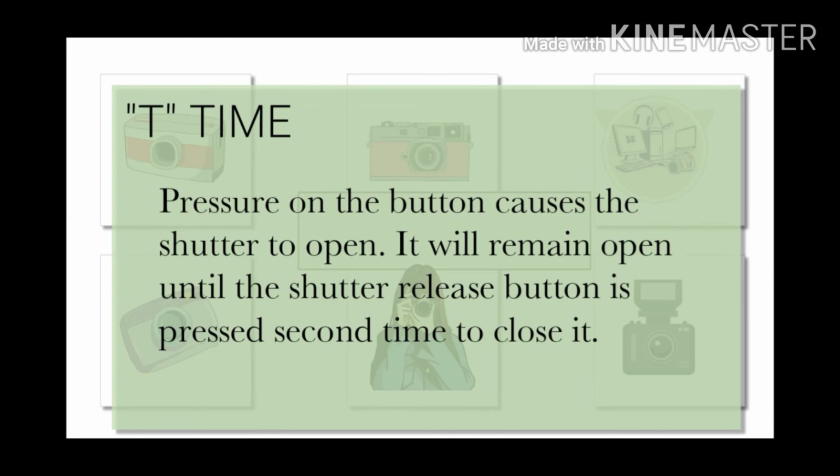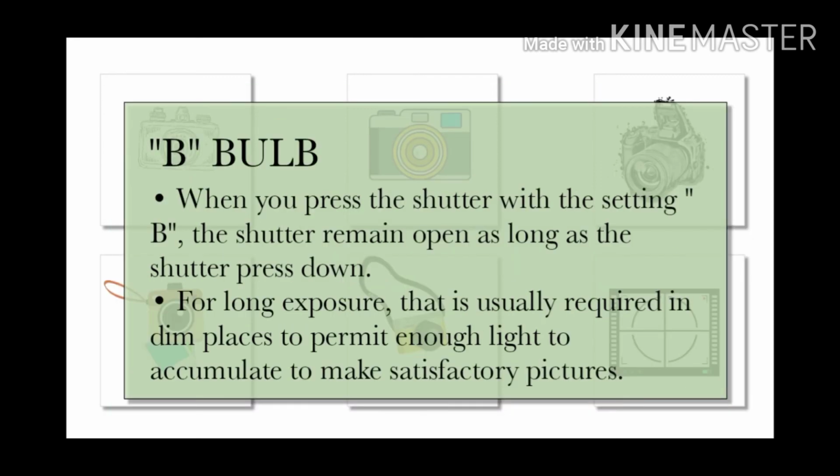So, time. Pressure on the button causes the shutter to open. So, pag napindot mo na yung button, mag-open yung parang lens niya. Yung mag-strike siya, parang ganun. Sa bulb naman, when you press the shutter with the setting B, the shutter remains open as long as the shutter is pressed down. For long exposure, that is usually required in dim places to permit enough light to accumulate to make satisfactory pictures. Yun nga yung sabi ko.